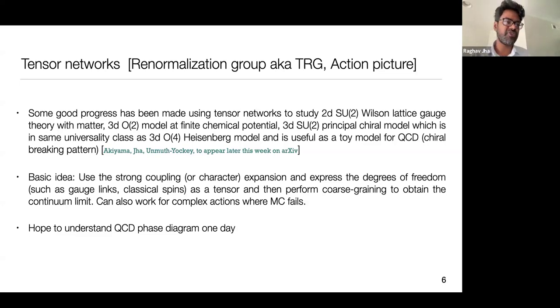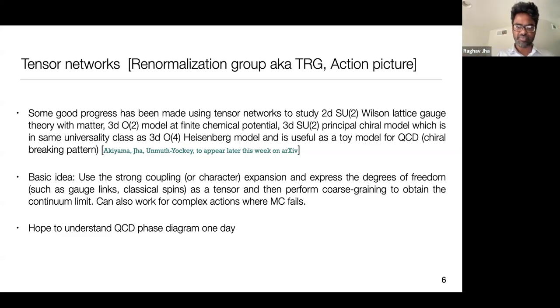I have some action, say Wilson action, QCD, SU(2) Wilson action, SU(3) Wilson action, or I have some Heisenberg model, O(N) Heisenberg model, or some nonlinear sigma model like O(2). How do we study that using the partition function picture? So there was a lot of progress made by initial work in 2006 by Levin and Nave.